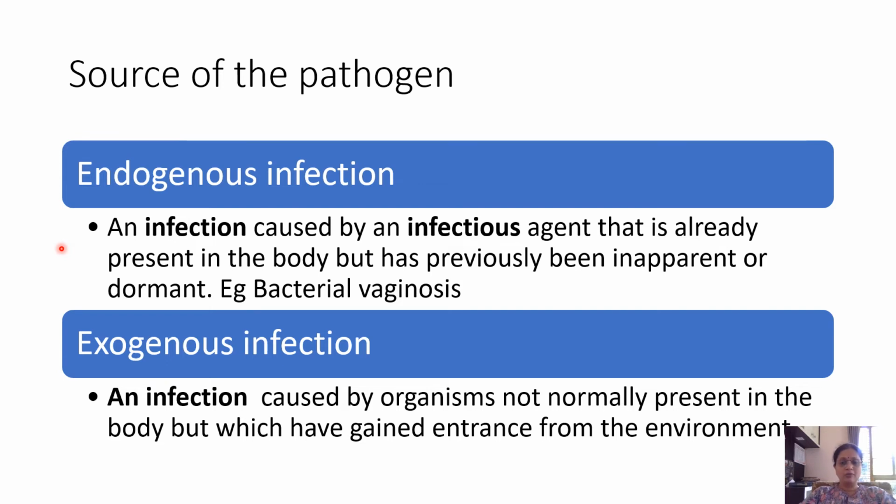But when the conditions are favorable, it will cause the disease. So such an infection which is caused by the organism which is already present in the body is called endogenous infection. For example, let us talk about bacterial vaginosis. This is an infection seen in the vaginal tract of female patients.